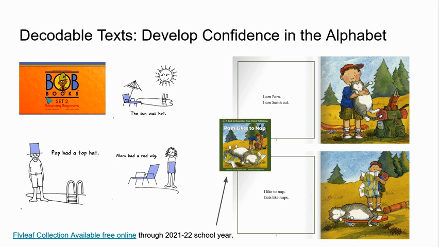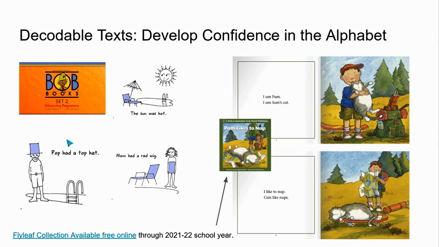Decodable texts have been around for a long time. I remember the Bob books with my daughter when she was young. They really focus on word families, on sounding out and blending, and it's very controlled. And the very few words in there that are not decodable letter by letter would be some heart words that you would have taught and practiced. And this would be a couple of examples of decodable text.